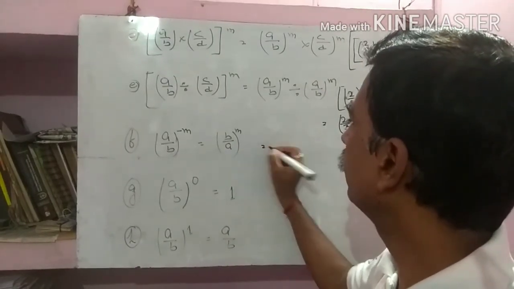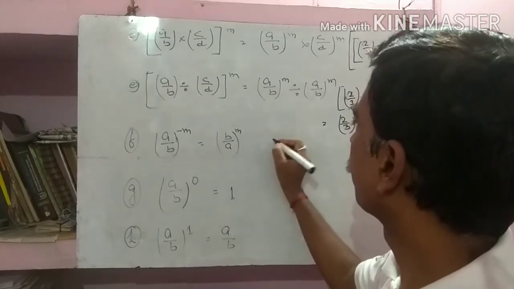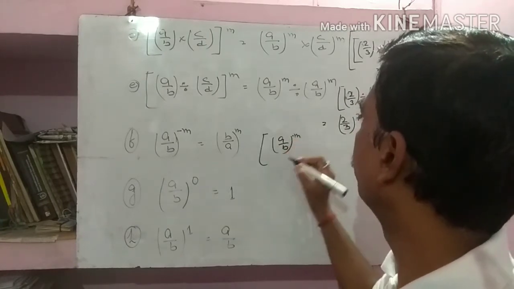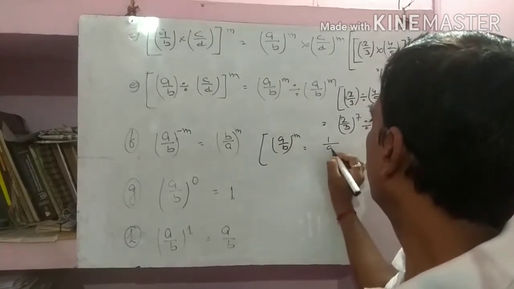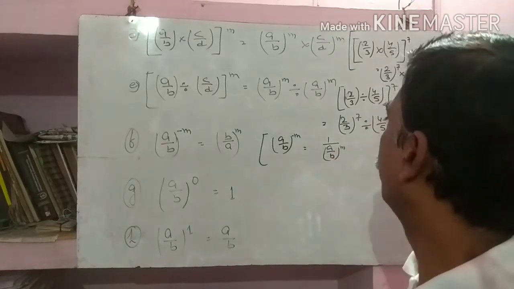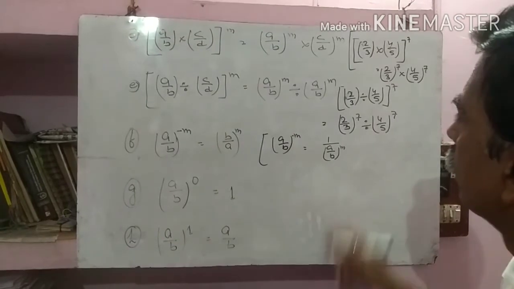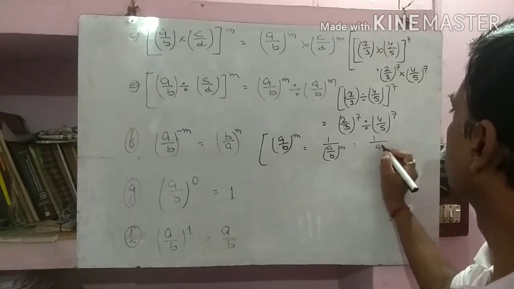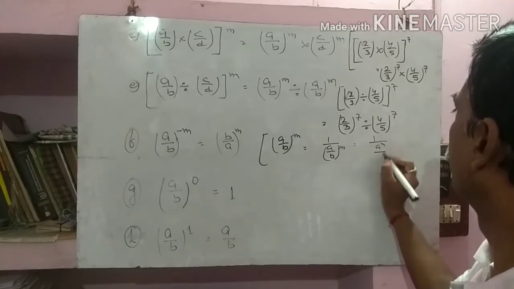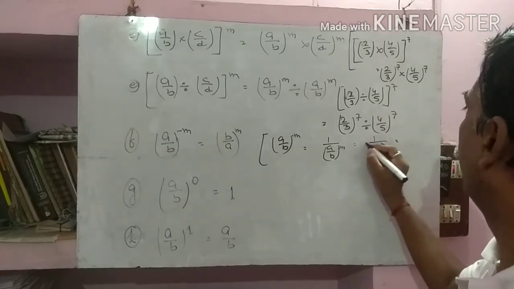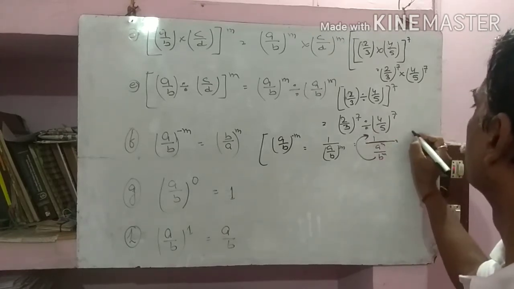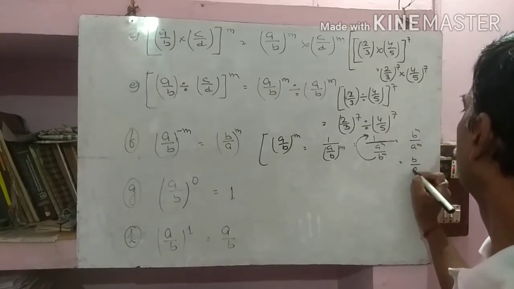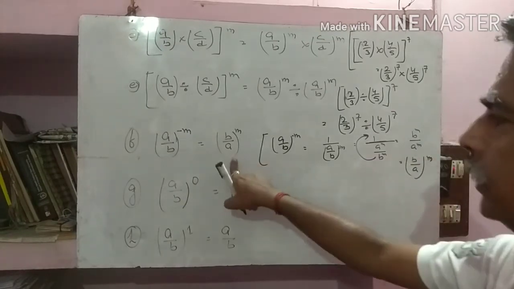So how does it happen? It means (a/b) to the power minus m means 1 by (a/b) to the power m. If it is shifted to the denominator, the power will be positive. So it means 1 by a to the power m by b to the power m, and this becomes the numerator. So this is b to the power m by a to the power m, or (b/a) whole to the power m, as this one. Okay.